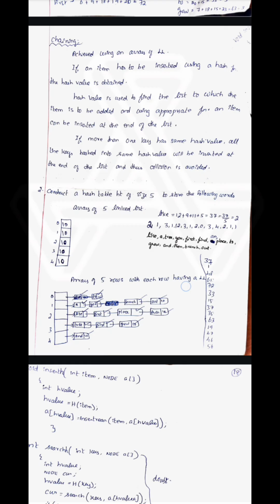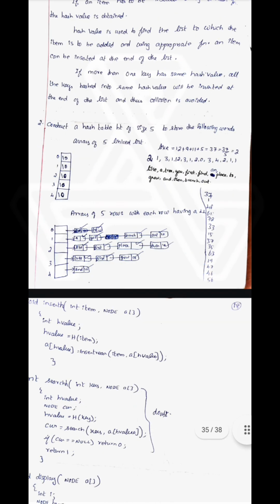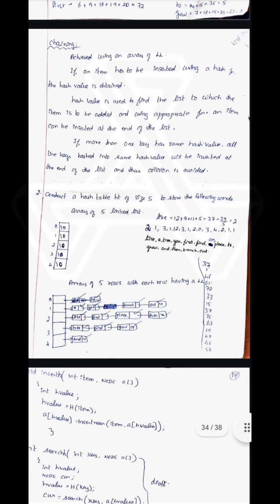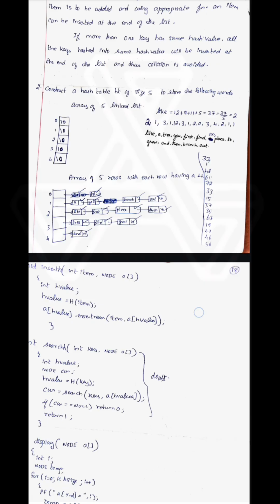Construct a hash table of size 5 to store the following words: an array of 5 linked lists, with keys like 12, 9, 11, 5, 37. This modulo 5 will give you 2. An array of 5 rows, with each row having a linked list: a hash table with linked lists. If any collision occurs, it is handled using the array of linked lists. It will be fitted in the same position of our address by using the linked list.